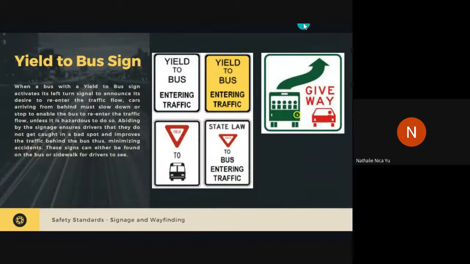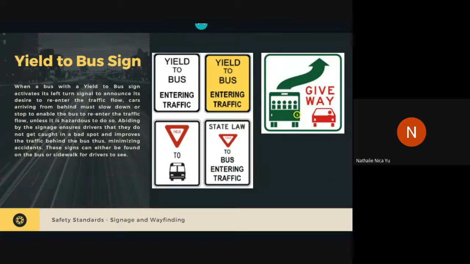Okay. Next, we have the yield to bus sign. When a bus with a yield to bus sign activates its left turn signal to announce its desire to re-enter the traffic flow, cars arriving from behind must slow down or stop to enable the bus to re-enter the traffic flow unless it is hazardous to do so. So, abiding by the signages ensures drivers do not get caught in a bad spot and improves the traffic behind the bus, thus minimizing accidents.